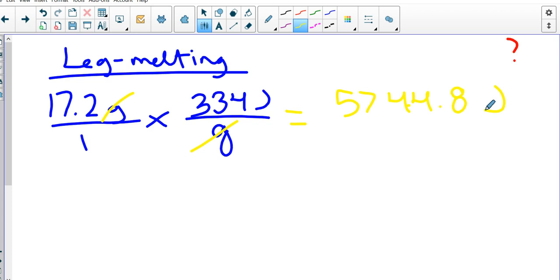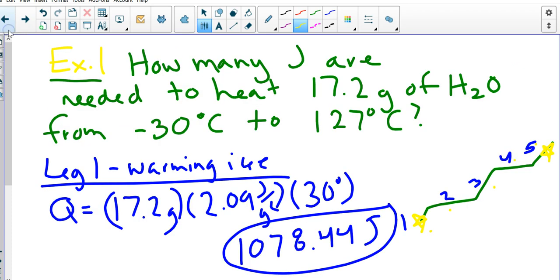So this was leg 2. Okay, so guess what you can do now? Try leg 3. Ready, go. Alright, leg 3's right here. Warming up that water.